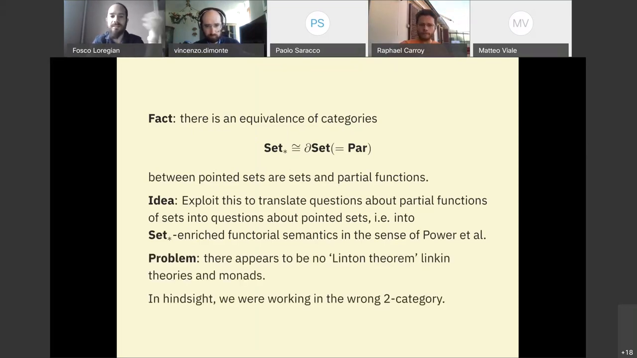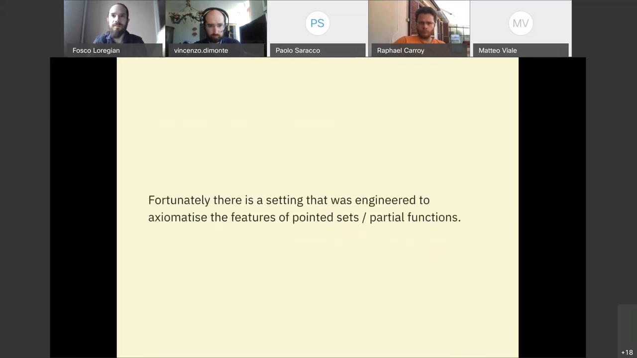One problem is that you cannot recycle the machinery that makes Linton's theorem work. In hindsight, if you ask me, after all this time, I think the deep reason why that approach didn't work is that we were working in the wrong two-category. So the enriched approach of Power wasn't enough to capture some new phenomena that arise when you allow your operations to be partially defined.